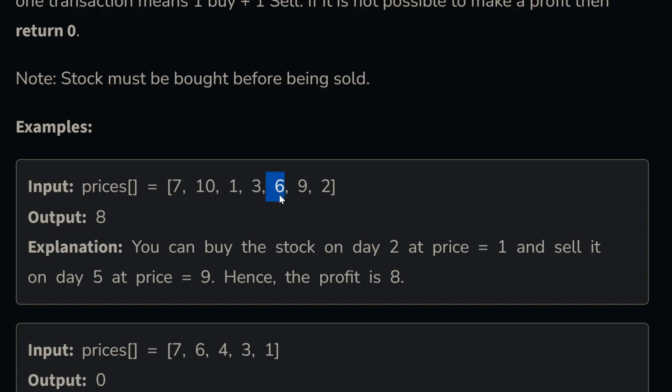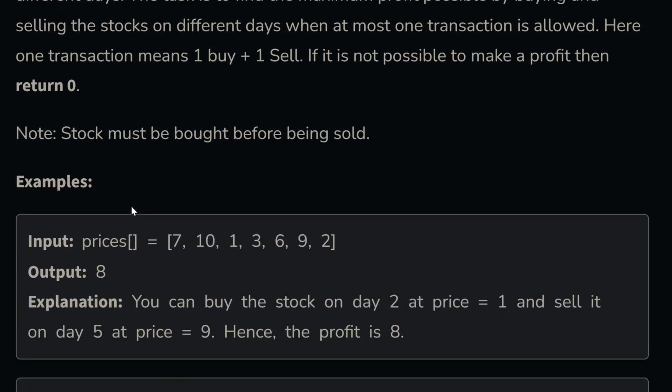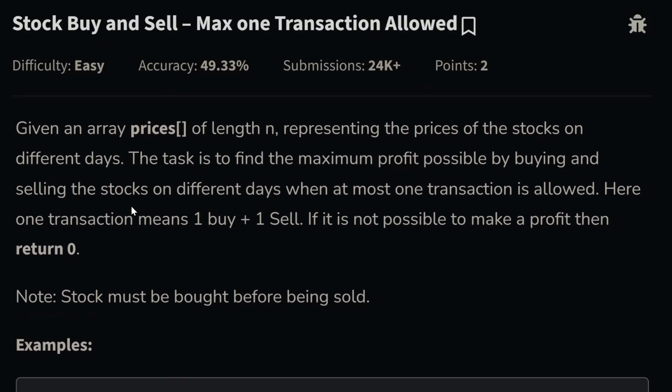Second maximum is this, profit will be 5. Then next maximum is this, profit will be 8. So we have maximum as 8. If we buy at this and sell at this, we have 3. If we buy at this, sell at this, we have 6. So the maximum we can get is 8. So that's how we have to solve this question. That's about the problem description.